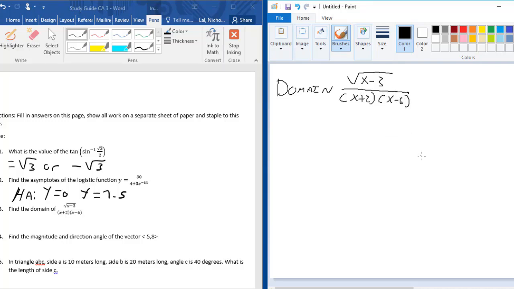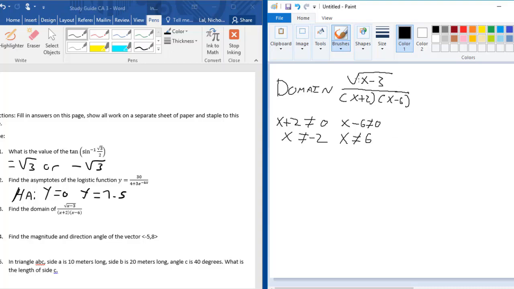Now, I just need to find my domain restrictions. My domain restrictions are that my denominator values can't equal 0 because I can't divide by 0, and my term under the square root can't be a negative number because you can't take the square root of a negative number. Then you find the values of x that satisfy this. So I look at my restrictions. If x plus 2 cannot equal 0, x cannot equal negative 2. If x minus 6 cannot equal 0, x cannot equal positive 6.